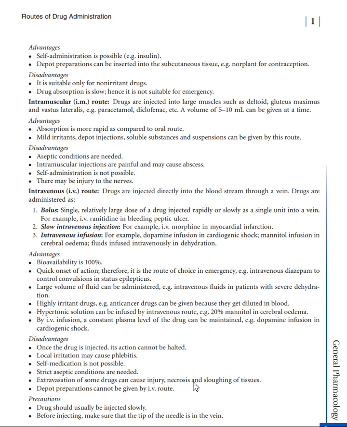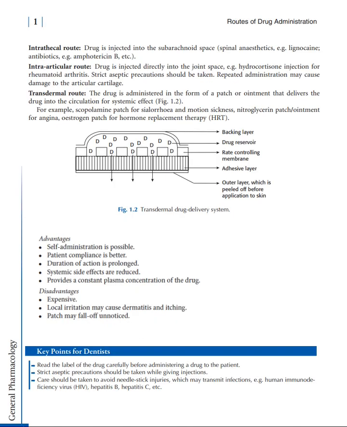And then you can have injuries such as necrosis, tissue or cell necrosis, that is death of cells, and also sloughing of tissues. Drugs should usually be injected slowly. Before injection, make sure the tip of the needle is in the vein. Then you have the intrathecal route, where antibiotics and amphotericin are given. Then lidocaine, these are spinal anesthetics, which are given in the subarachnoid space.